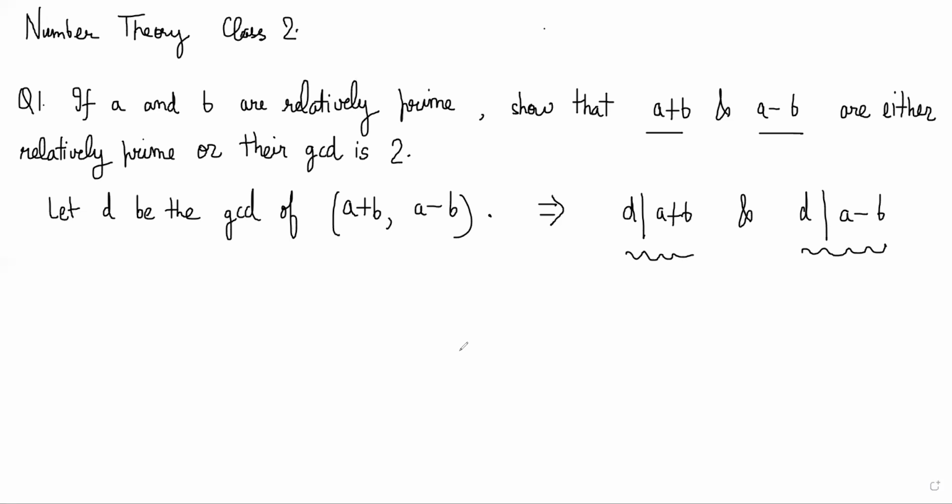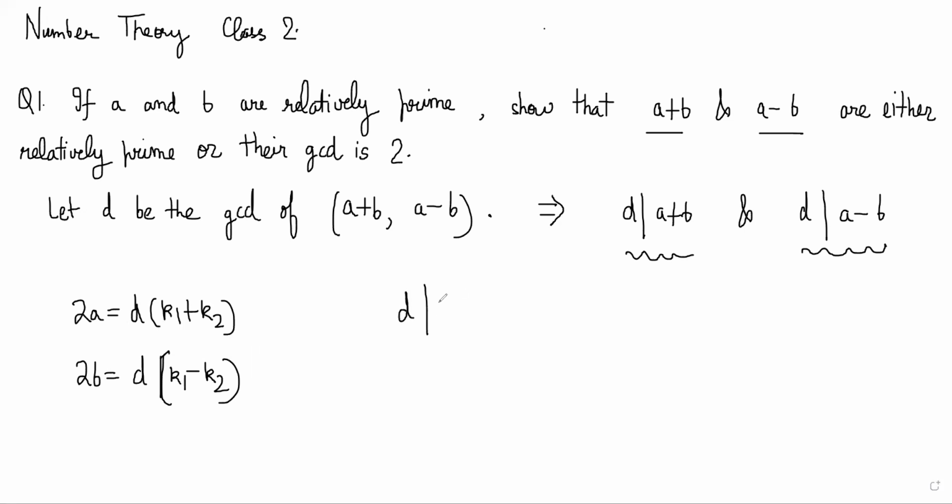Then I say A plus B equals D times k1, and A minus B is D times k2. Then 2A equals D times (k1 plus k2), and 2B equals D times (k1 minus k2). Correct. Then I don't know how to proceed. Then you can say that basically you get D divides 2A and D divides 2B, right? Yeah, this you are getting.